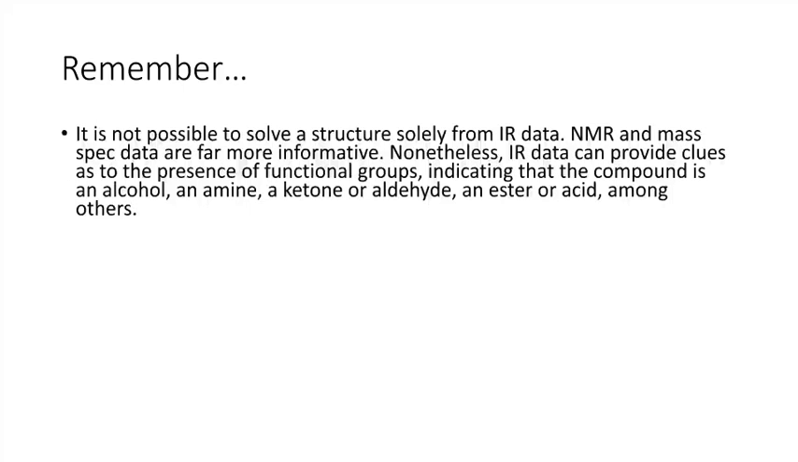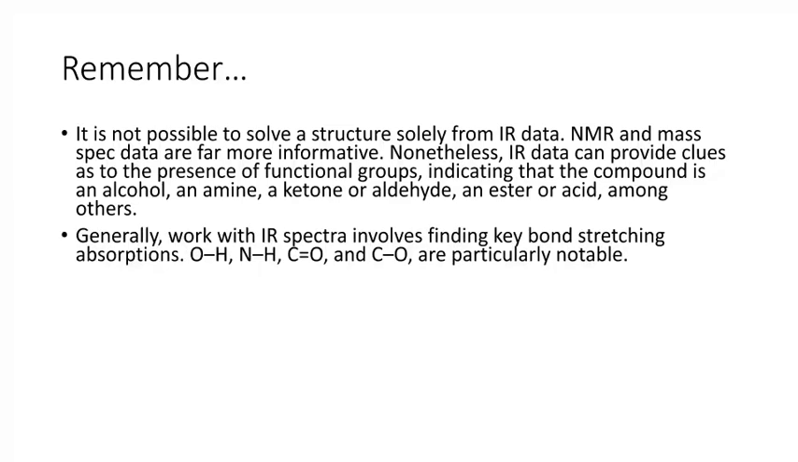Remember, it is not possible to solve a structure solely from IR data. NMR and mass spec data are far more informative. Nonetheless, IR data can provide clues as to the presence of functional groups, indicating that the compound is an alcohol, an amine, a ketone, an aldehyde, an ester, or an acid, among others. Generally, work with IR spectra involves finding key bond stretching absorptions. OH, NH, C double bond O, and CO are particularly notable.